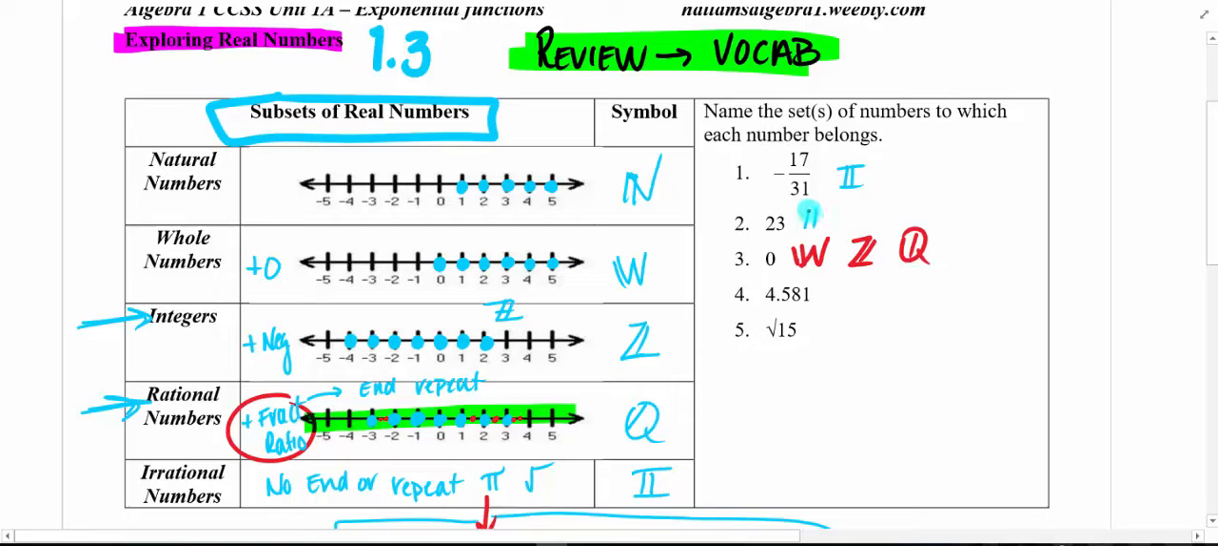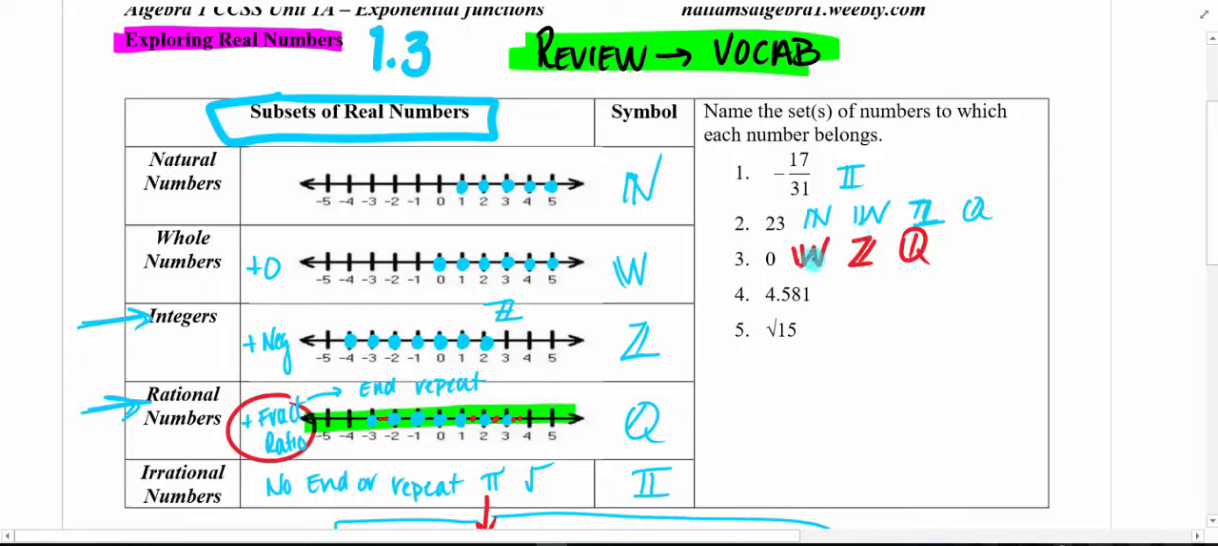So in this particular question, we'd put a bold N, we would put a bold W, we would put a bold Z. Sometimes the Z's and the I's get a little close, so be careful. And it belongs to the rationals as a bold Q. Now look at 0, though. 0 does not belong to the natural number set. It doesn't exist in that one. So we did basically the same thing minus the natural numbers there.